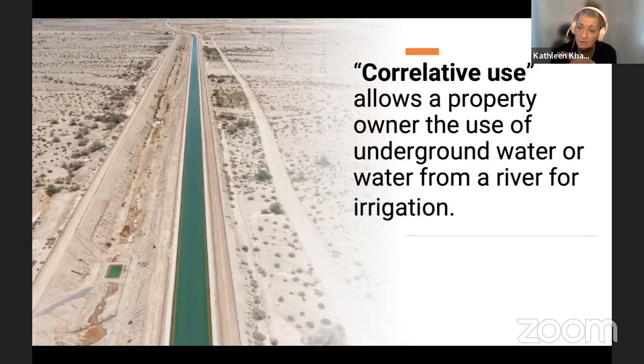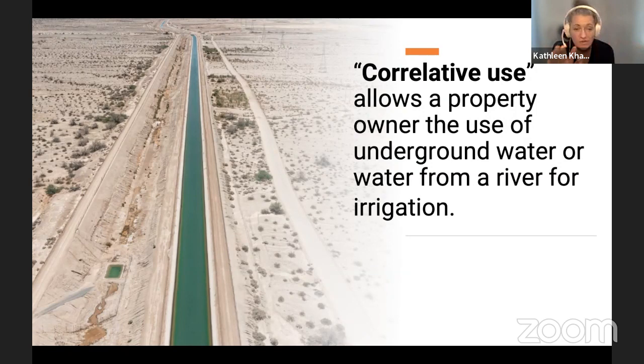Correlative rights or correlative use is another association with water in California. This allows a property owner the use of underground water or water from a river for irrigation. The reason that there would be a river for irrigation is the water is directed into an agricultural area to fill that field with water when it is being used.